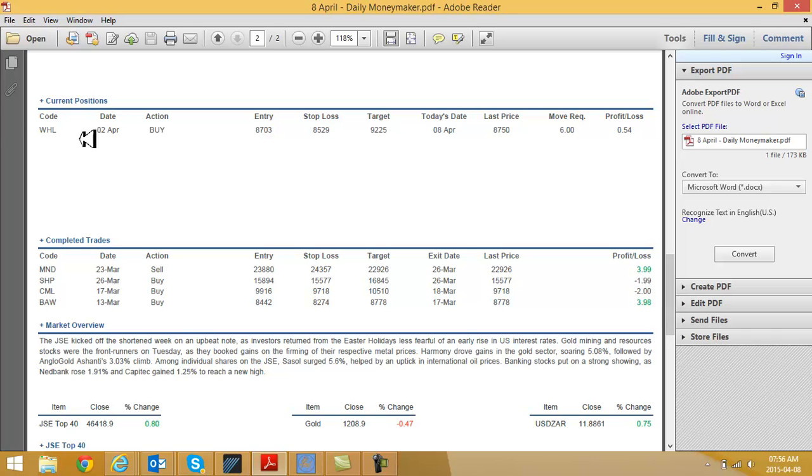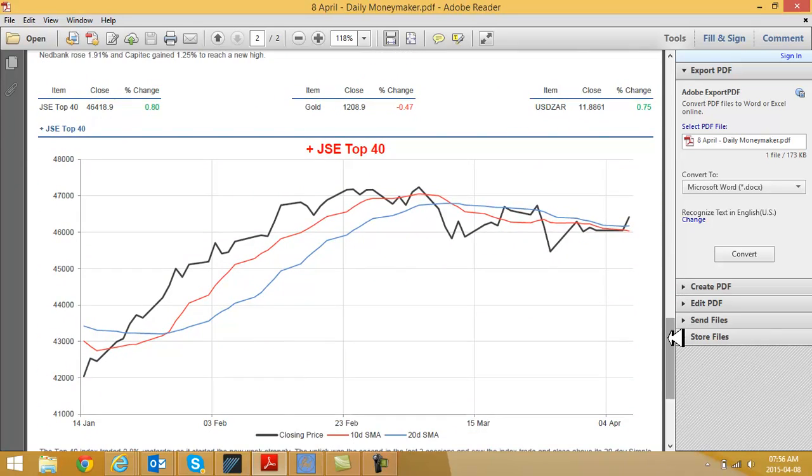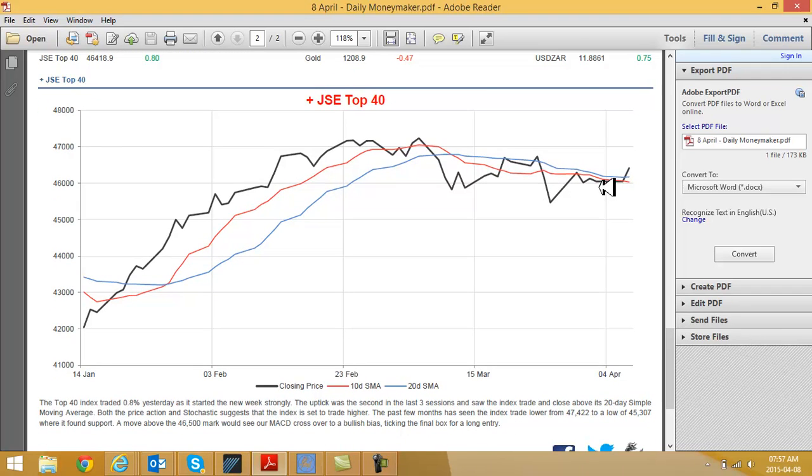Looking at the open trade still, it's Woolies from the 2nd of April. Looking at the Top 40 index, that's the top 40 shares on the JSE, and the black line is indicating the index movement. Currently, as expected yesterday, it broke above the 10-day and the 20-day moving average. You need to wait for the 10-day and 20-day moving average to cross, like this red line crossing the blue line here, to indicate that the momentum will go higher. Still, the sell-off happened where the red crossed the blue line downwards.